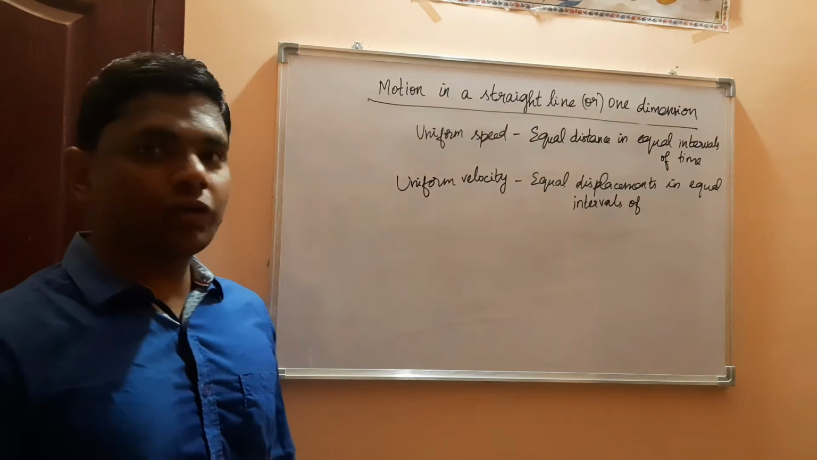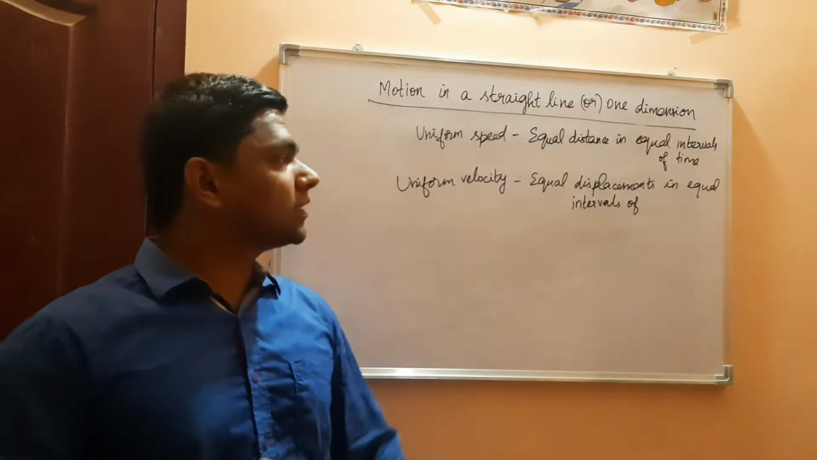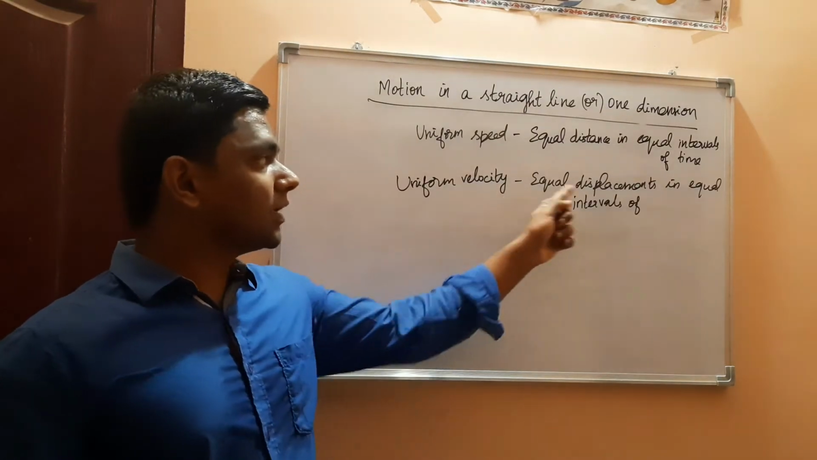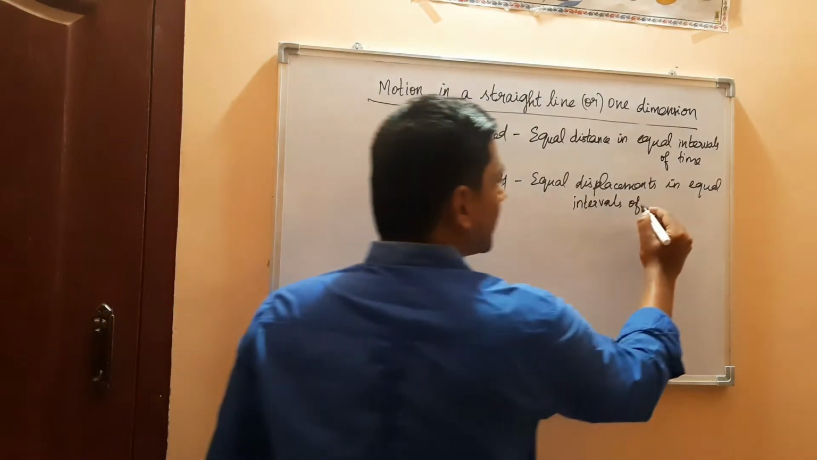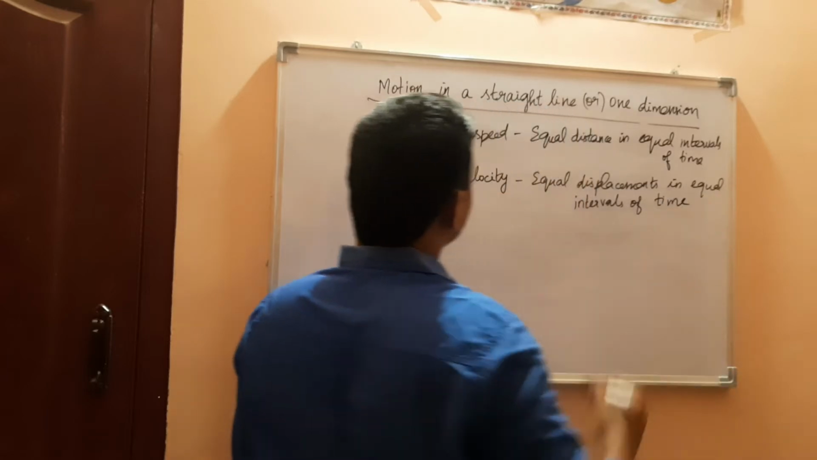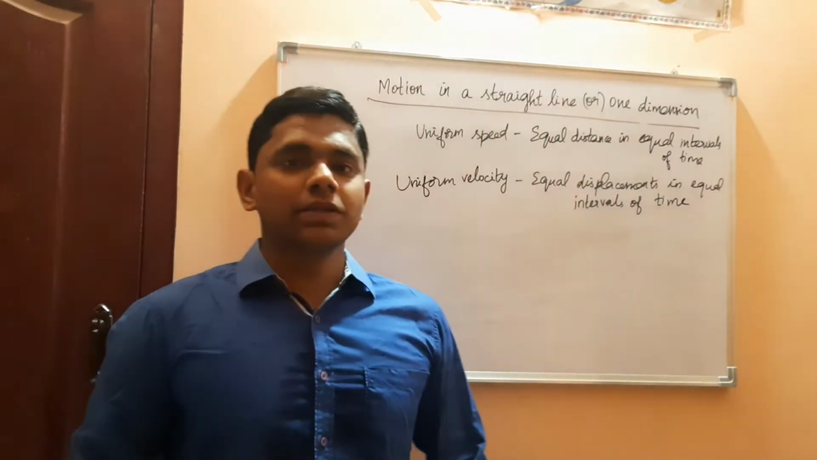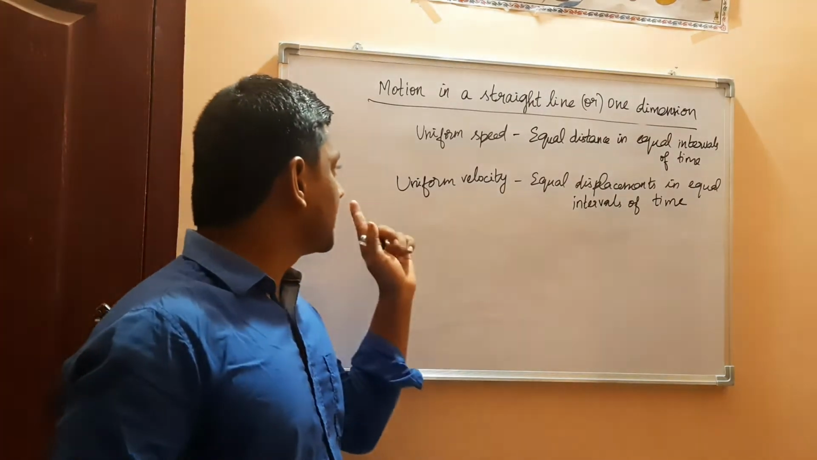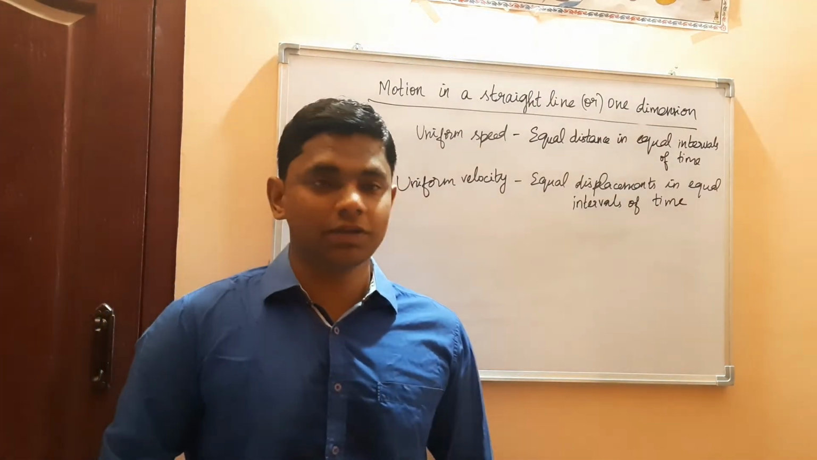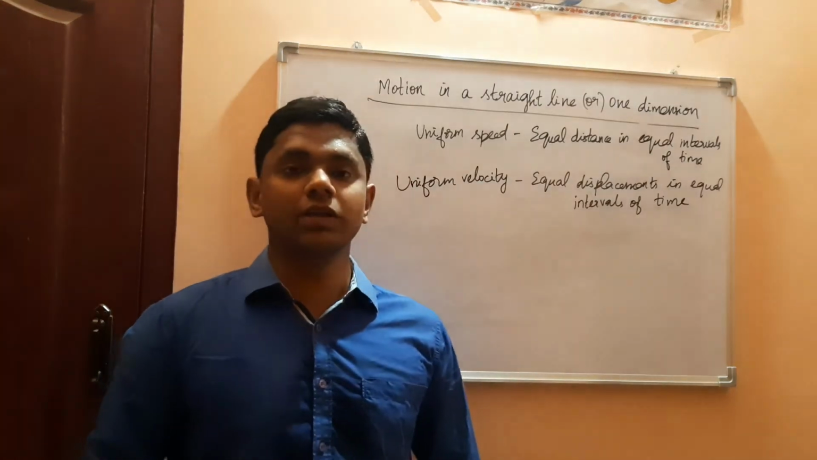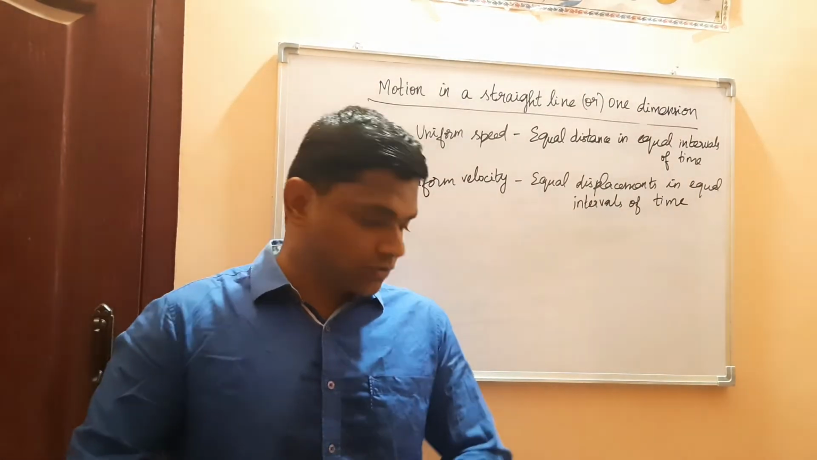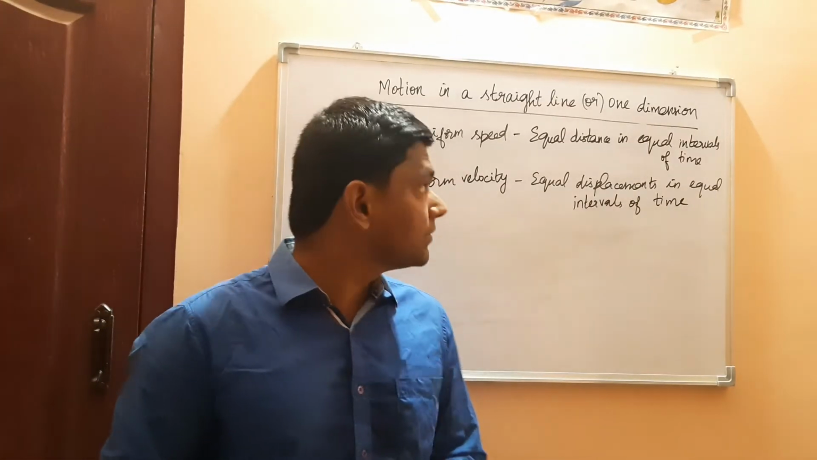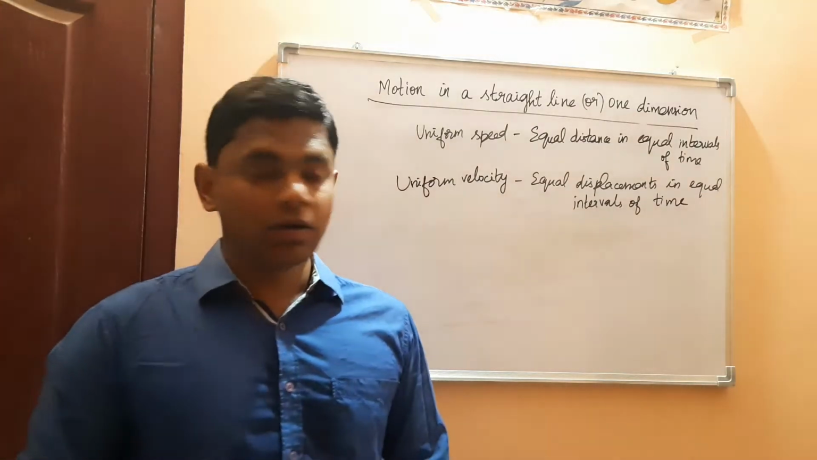Uniform speed means the object covers equal distance in equal intervals of time. Uniform velocity means the object covers equal displacements in equal intervals of time. Non-uniform speed means the object covers unequal distance in equal intervals of time, and non-uniform velocity means the object covers unequal displacements in equal intervals of time. So these are the major concepts which we need to know in order to understand motion in a straight line or motion in one dimension.